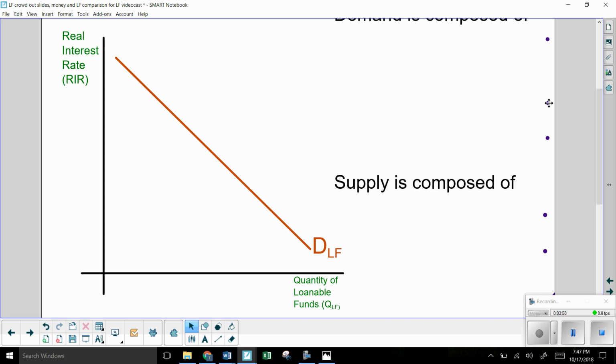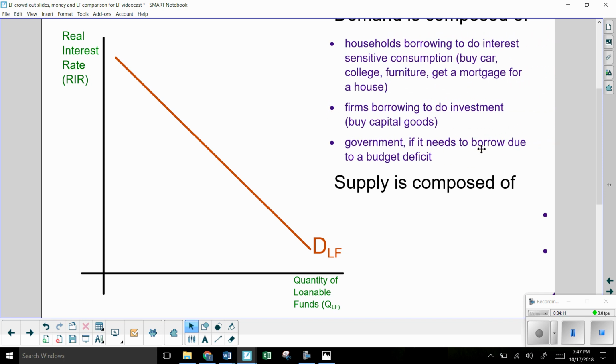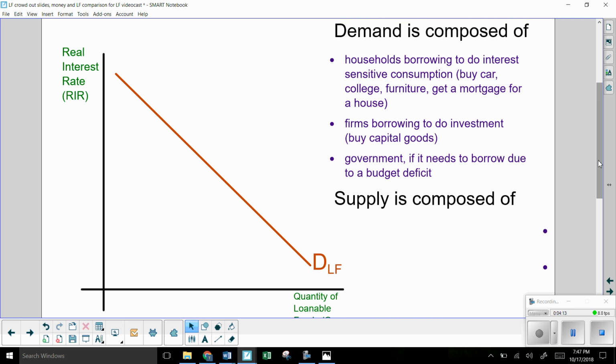They borrow to build that new factory or buy that new pizza oven, and then they make a payment every month, and they can make that payment because they sold more pizzas. So those are 2 components of the demand for loanable funds, and sometimes we're going to add in a third one, which will be government if it needs to borrow due to a budget deficit. So that's sort of what we're thinking about here for the demand curve.